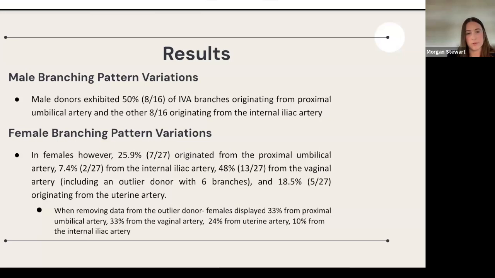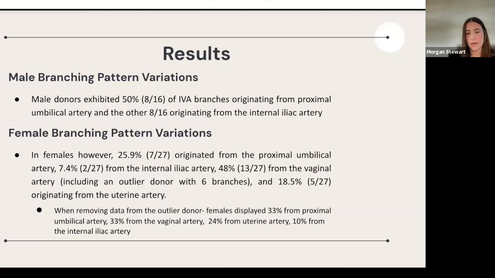Going on to the female donors, we saw a lot more variability. We did have one outlier donor that had 6 branches coming off of the vaginal artery, and that is included in the first part. So we had 25.9% off the proximal umbilical, 7.4% off the internal iliac, 48% off the vaginal, including that outlier donor with 6 branches, and then 18.5% off the uterine artery.